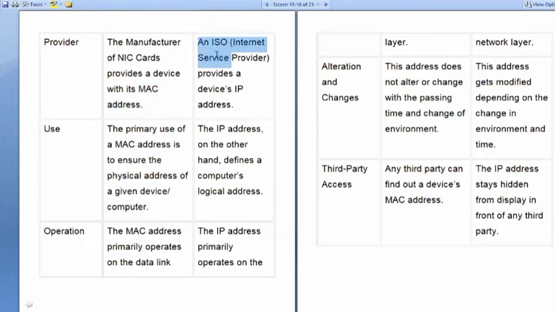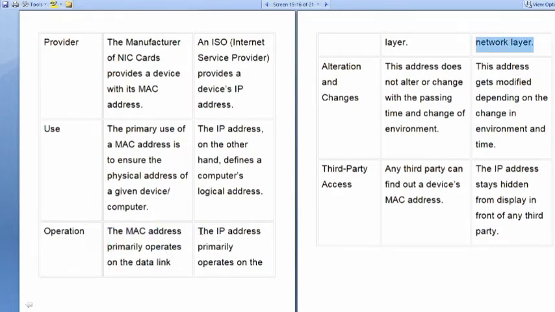Now, who provides the IP address? The IP address is given by the ISP, the Internet Service Provider. What is the use? The primary use of the MAC address is to ensure the physical address, and the IP address defines the computer's logical address. MAC address operates on the data link layer, and IP address operates on the network layer.